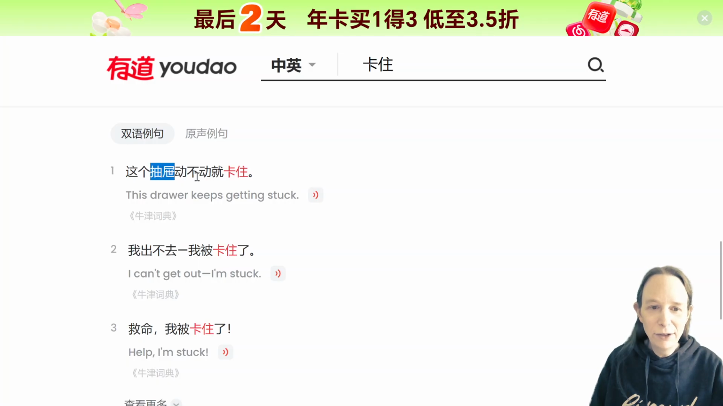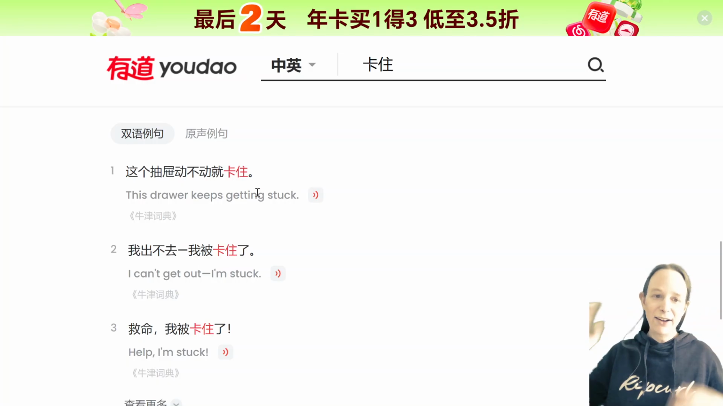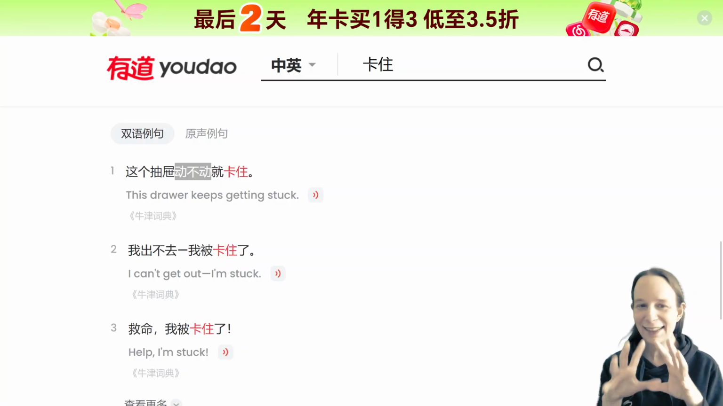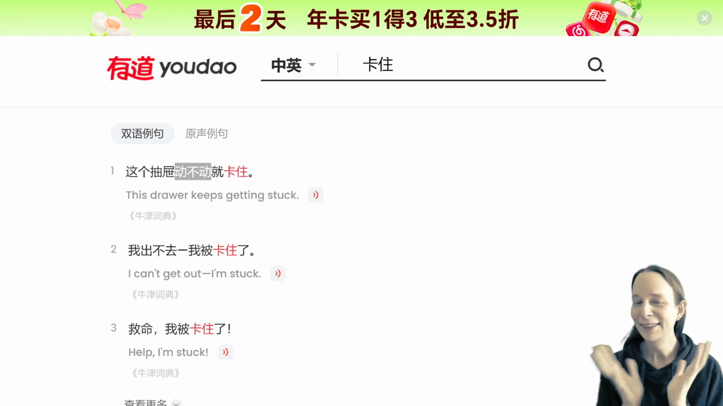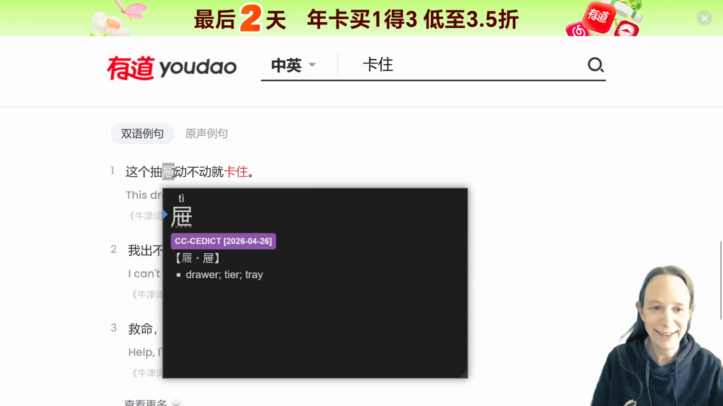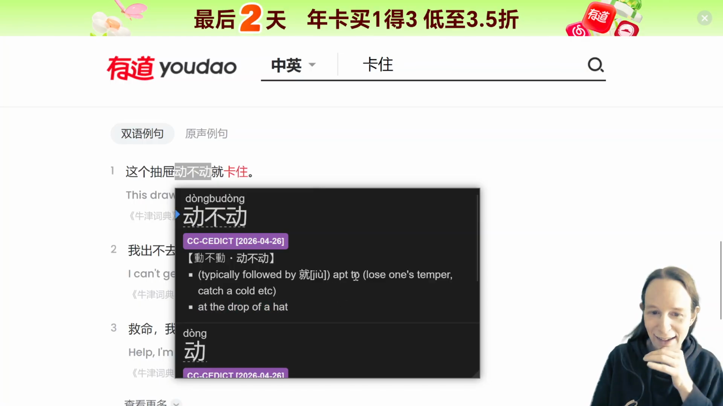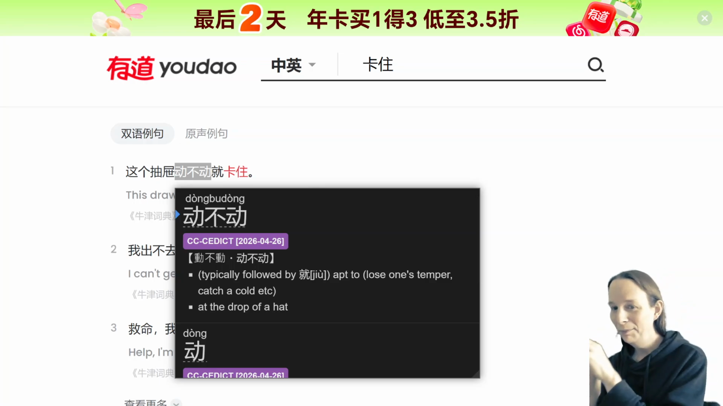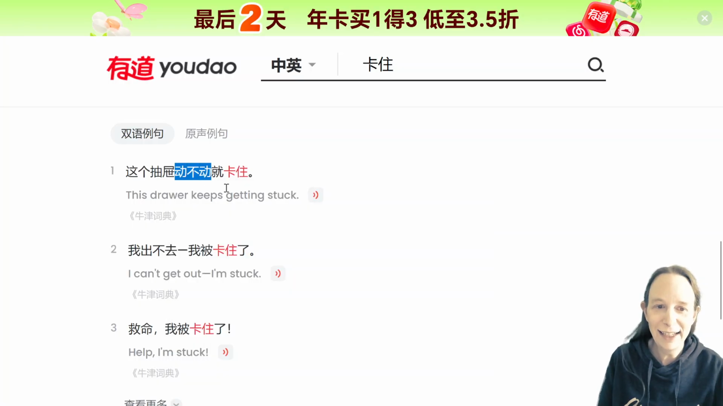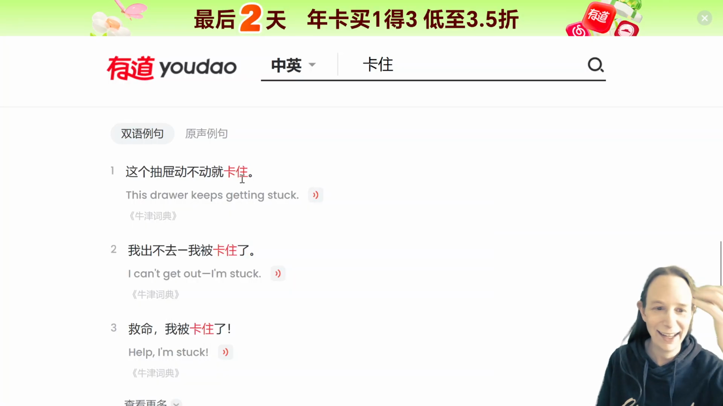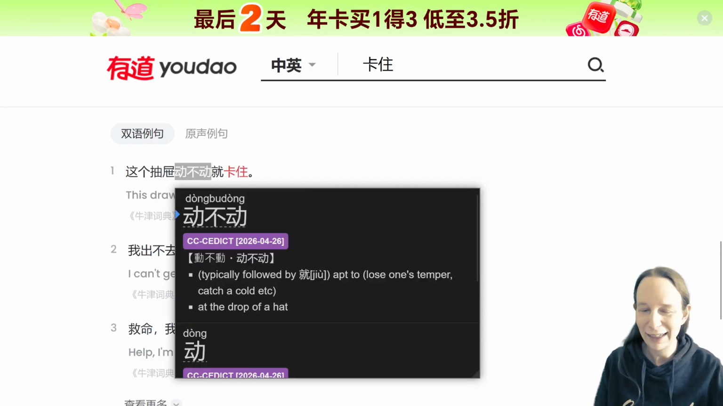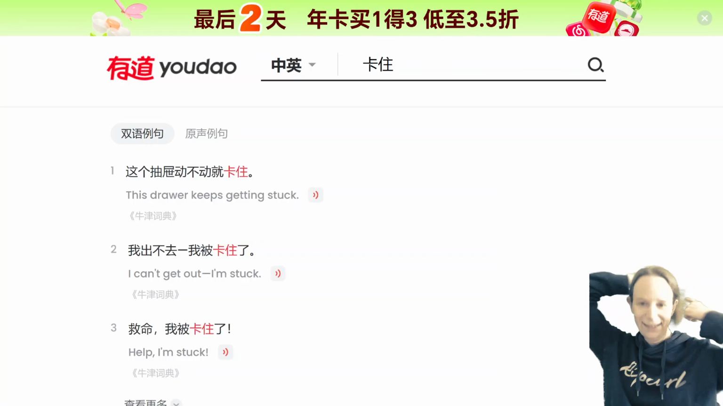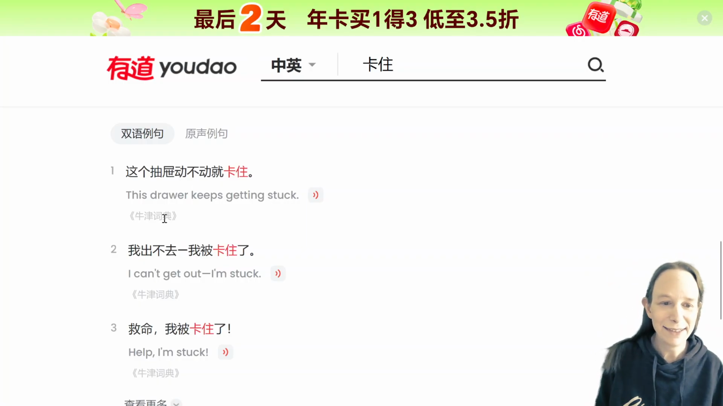这个抽屉动不动就卡住. Okay, so 抽屉 is a drawer. 动不动, yeah, this is kind of equivalent to at the drop of a hat or something like this. What do they translate it to? Oh, they use that. So it very easily becomes 卡住, stuck. I presume dongbudong is part of the HSK grammar somewhere, but I don't study HSK grammar. It's just part of studying everything else.